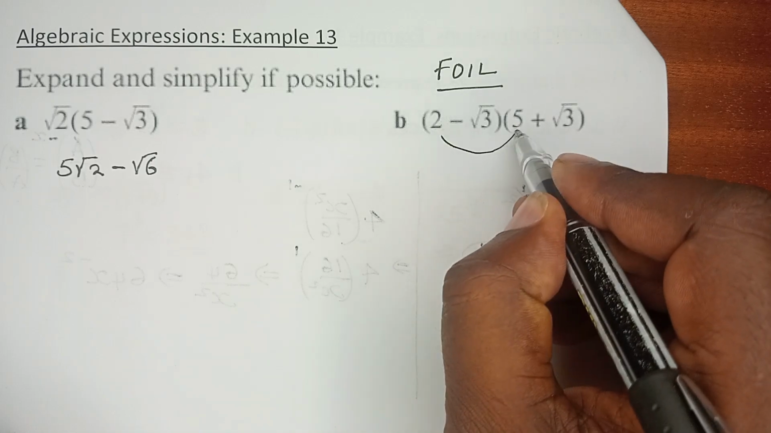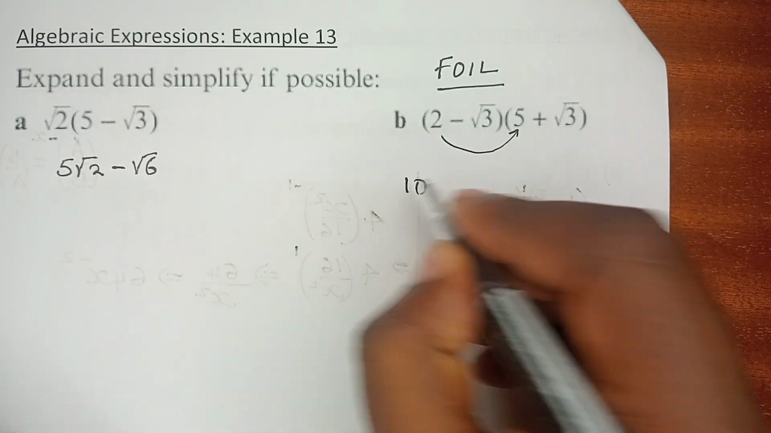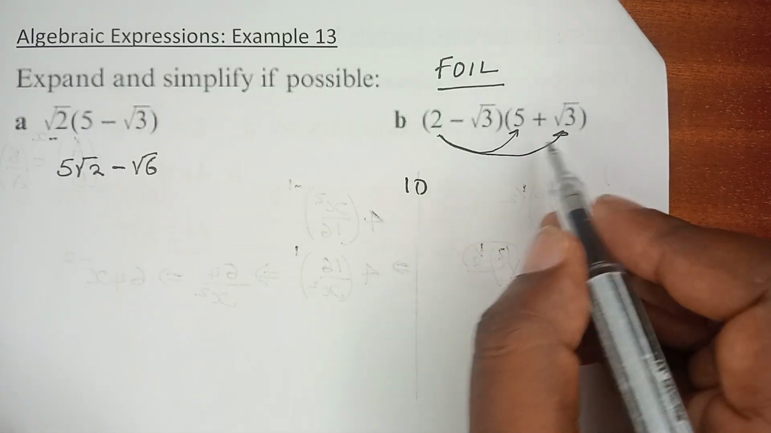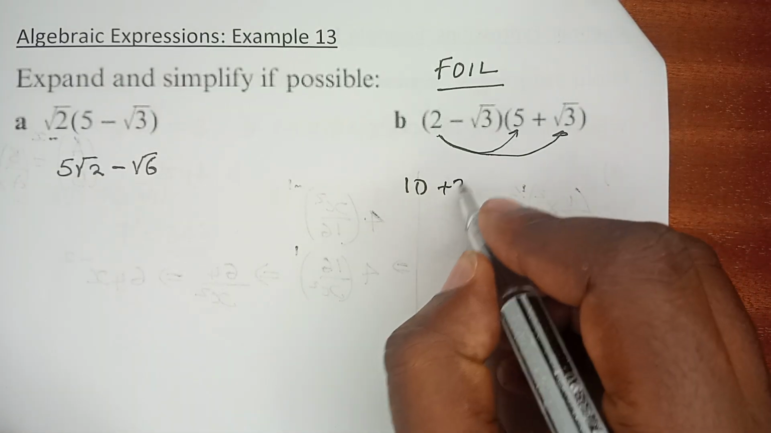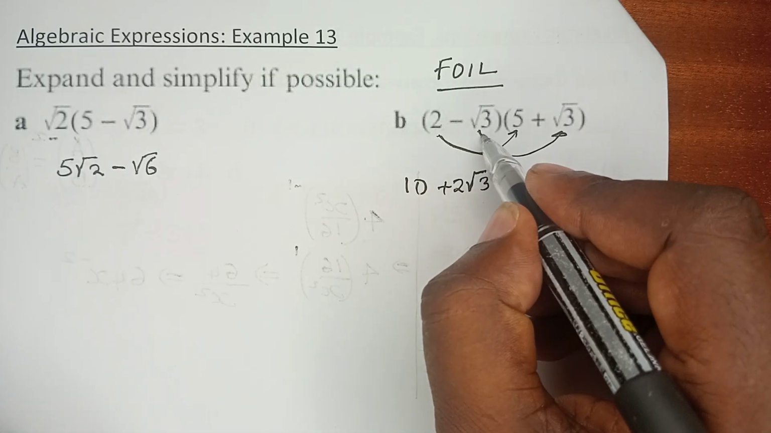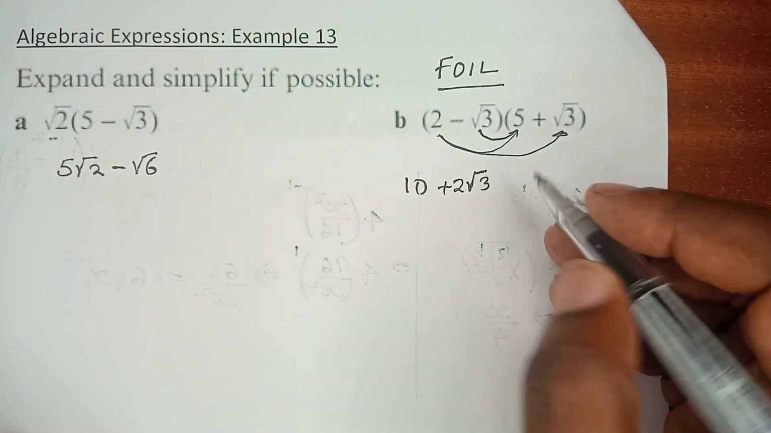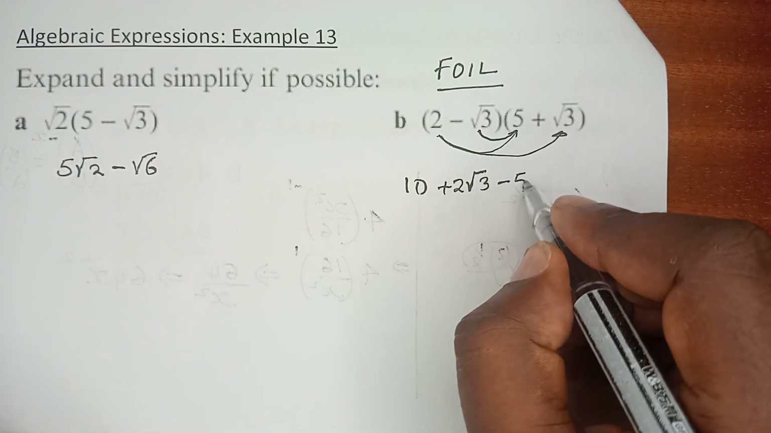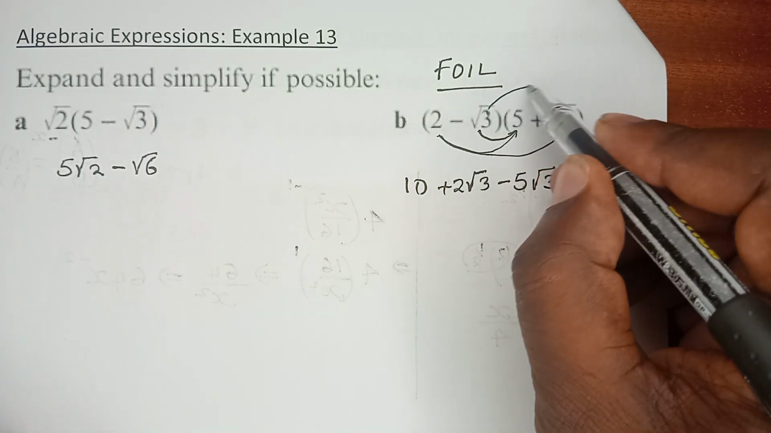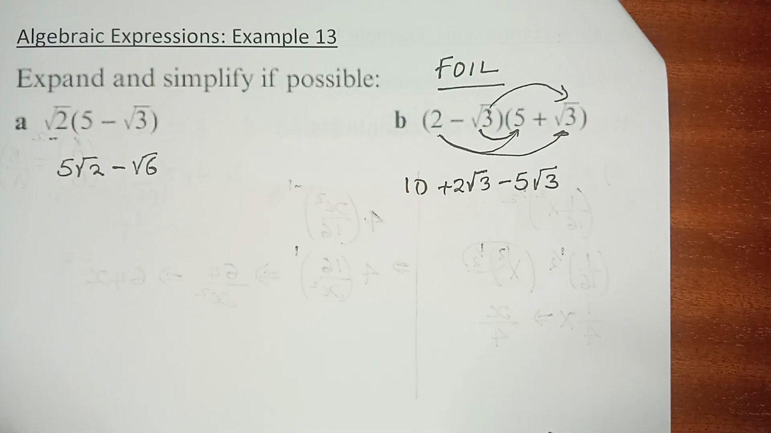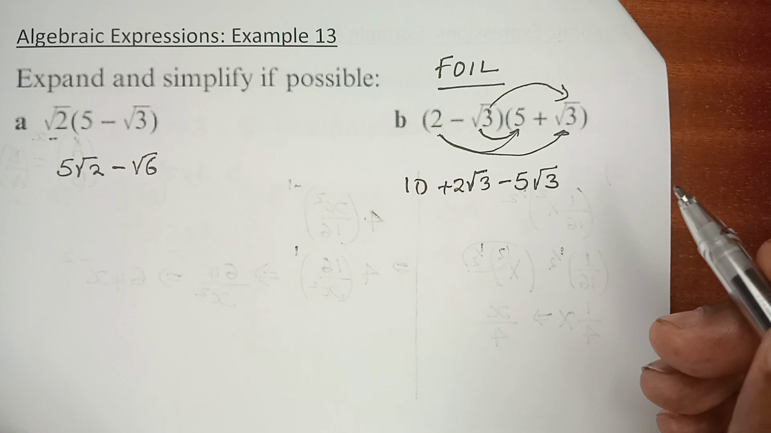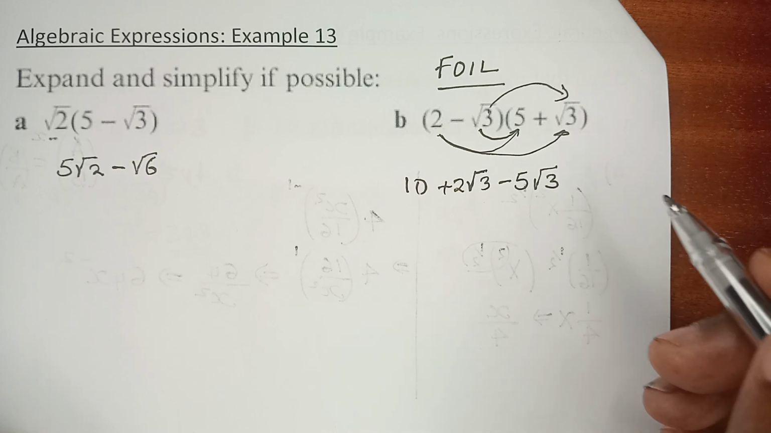So 2 times 5 is 10. 2 times root 3, and this is a plus, we have plus 2 root 3. Minus root 3 times 5, we have minus 5 root 3. And then negative root 3 times positive root 3 is negative root 9, and root 9 is a perfect square.